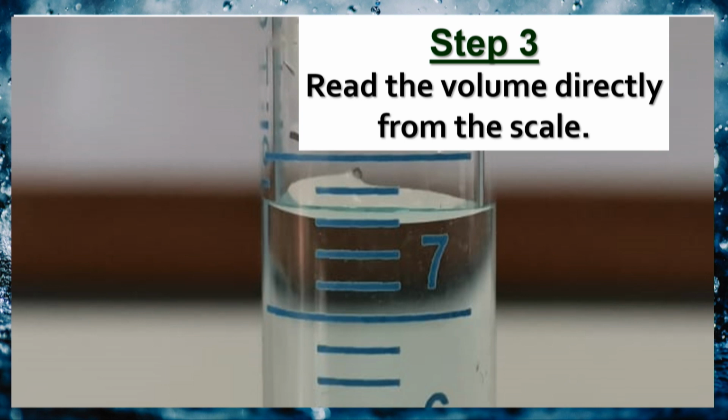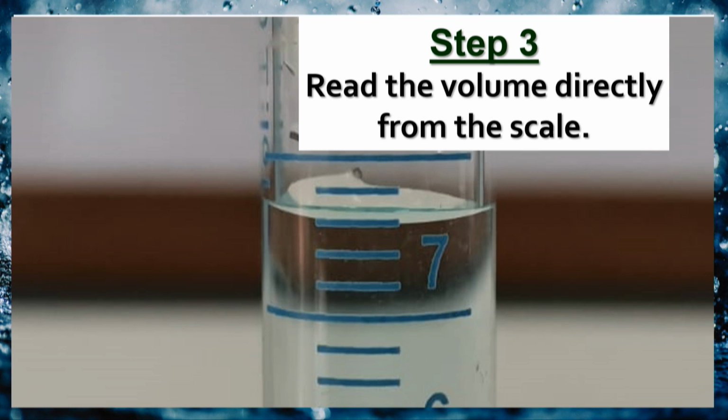Let us take a closer look at the graduated cylinder. We notice that the large hash marks on the side of the cylinder are marked out in units of 1 centimeter cube. So it goes 1, 2, 3, 4, 5, and so on. To figure out the volume of the liquid in our cylinder, our next step will be to put our eye at the level of the surface of the liquid.